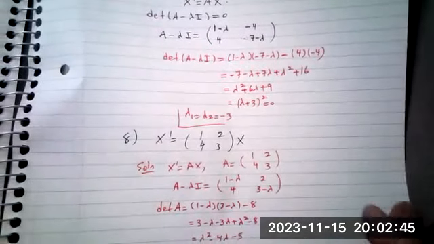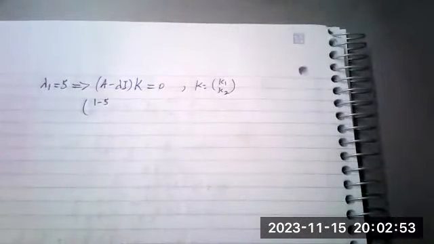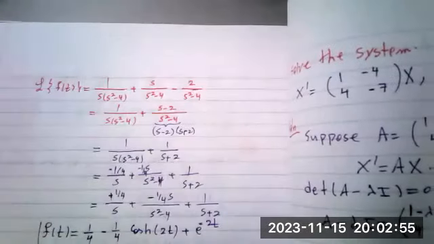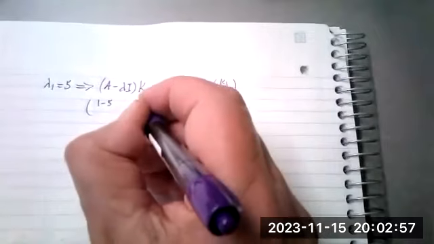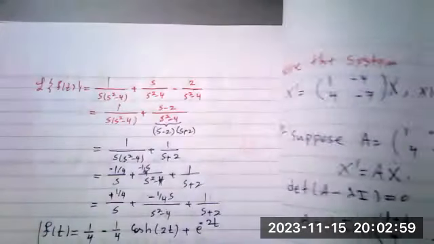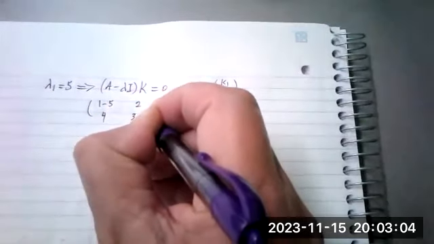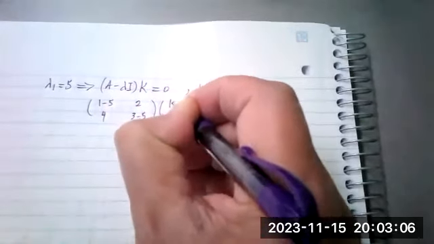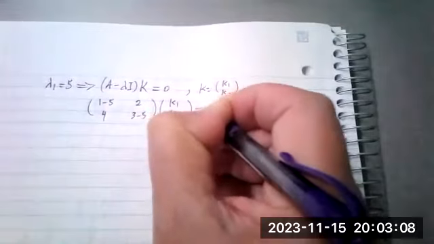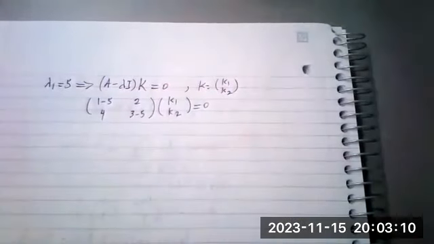Okay, that's a quick way to find it. 1 minus 5. So it's going to be 1 minus 5 and 2. And the other part is 4, 3 minus 5. And this is going to be times k1, k2 equal to 0.